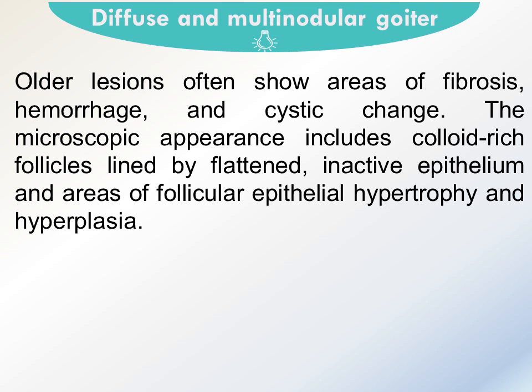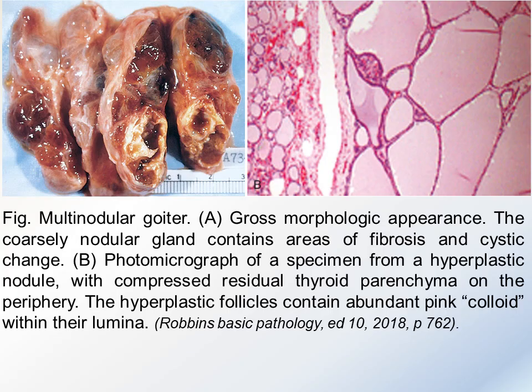The microscopic appearance includes colloid-rich follicles lined by flattened, inactive epithelium and areas of follicular epithelial hypertrophy and hyperplasia. This is a figure for multinodular goiter. Grossly, in the left panel, there is a coarse nodular gland containing areas of fibrosis and cystic changes.